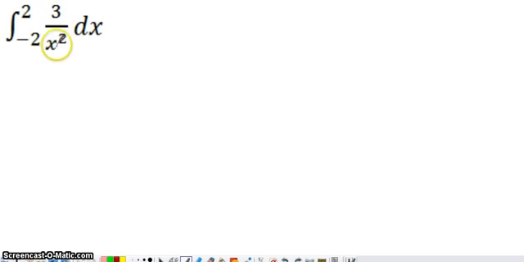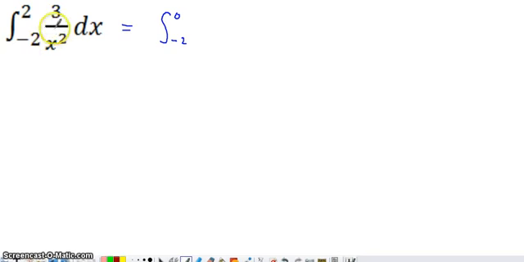And in this case, it should be pretty obvious. This integrand, 3 over x squared, is discontinuous at 0. That function's undefined at 0. And 0 is smack dab in between these limits of integration. And so when you recognize that the integral is improper because it's discontinuous between your limits of integration, your first step is going to be to break that integral up into the sum of two separate integrals. So we can do the integral from -2 to 0, right?